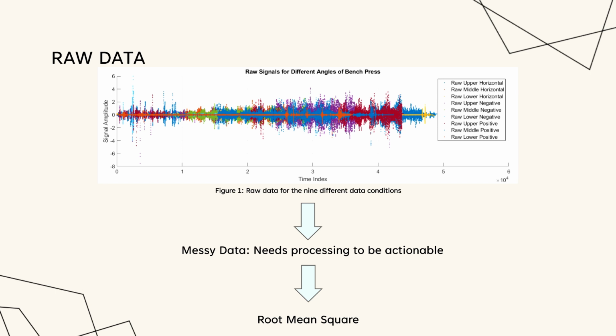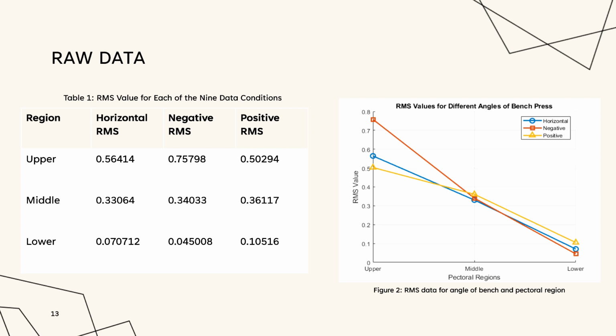And for that, we chose to do a root mean square for each of these. So as you can see, there's the root mean square values on the left, and these can be visualized in the graph on the right. And as you can see, the upper chest always had higher activation than the middle chest and lower chest, and the middle chest always had higher activation than the lower. So we'll get into normalizing the data later.